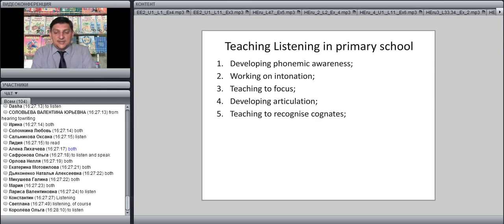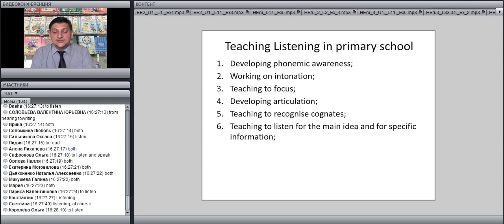Teaching to recognize cognates is also very important, especially because if students understand that there are cognates in speech, they will know that they will be able to understand the main idea of many speeches without having to know every single word. And that already refers to studying strategies.